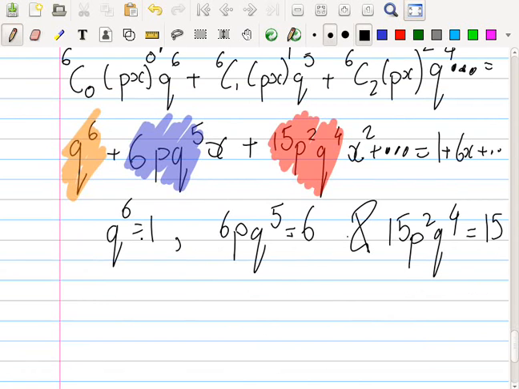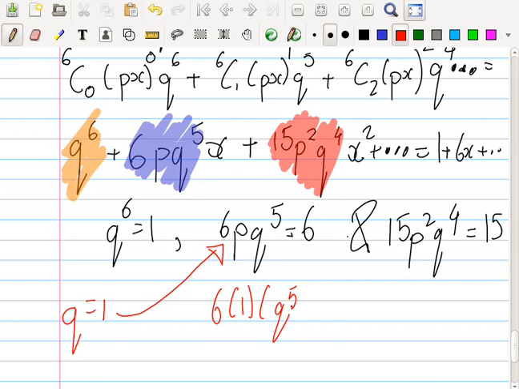Now, if q^6 equals 1, what's q equal to? 1. So you're practically finished. You just need the way to find p. How can you find p? Just put it into this one. Here you have 6 times p times q^5 equals 6. What happens to the 6's? They cancel. And you get the same equation. q^5 equals 1, so therefore p equals 1. q also equals 1. How can you check that this is right? Just replace it in the original.